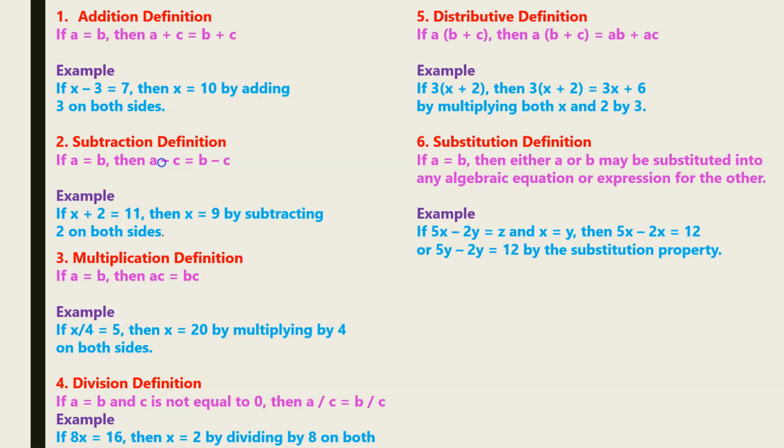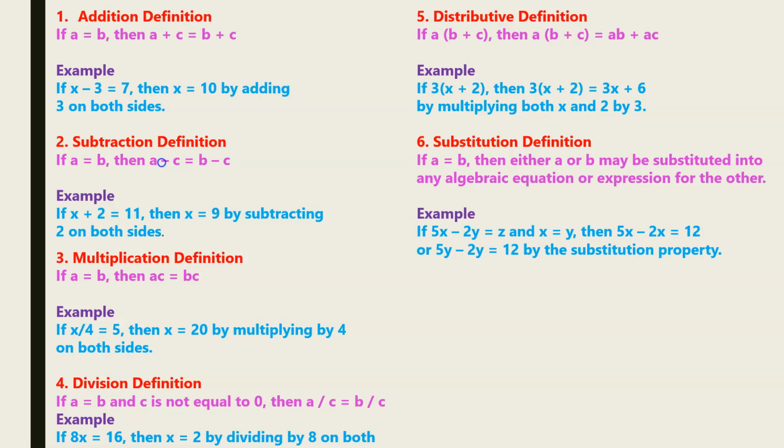What are they? If we are talking about addition, we are talking about A and B, two numbers that are equal to each other. If we add the same number to both sides, the equality will be the same. How does it work? If we have x minus 3 equals 7, then x equals 10 by adding 3 on both sides. When we add 3 to negative 3, we will have x on the left side, and 7 plus 3 will be 10 on the right side.